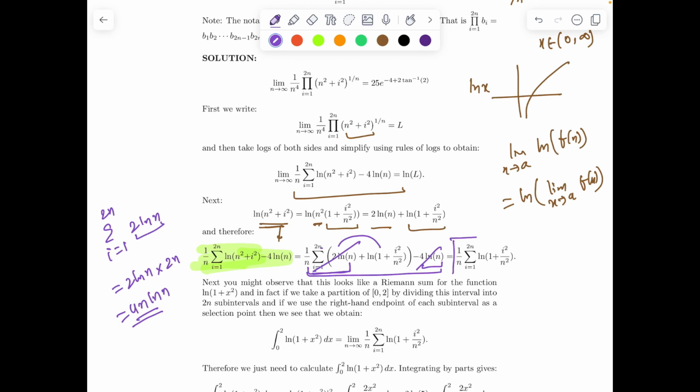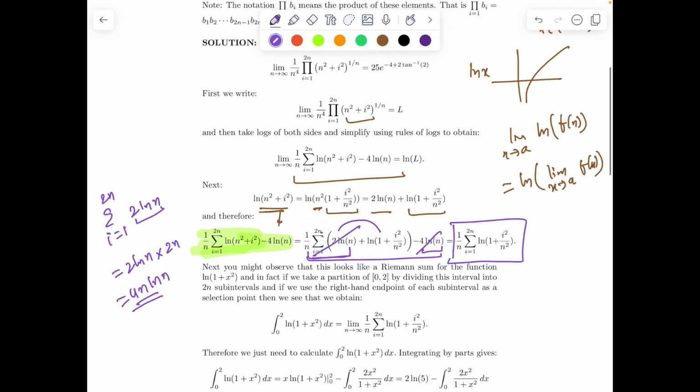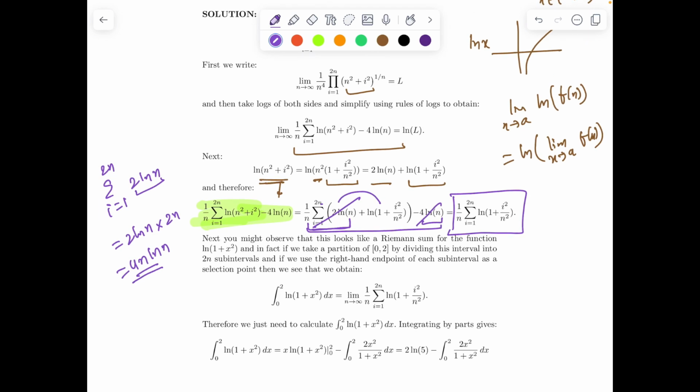So finally we are left with 1 by n sigma i equals 1 to 2n of ln of 1 plus i square by n square. Now you can observe that this looks like a Riemann sum for the function ln of 1 plus x square, and if you take the partitioning of 0 to 2 by dividing it into intervals of 2n, we can use the right-hand endpoint of each interval as the selection of points, and this is very usual practice. So you take i by n as x and 1 by n as dx. And since i starts from 1, 1 by n when n tends to infinity will go to 0, and i equals 2n when n tends to infinity will go to 2. So the given Riemann sum gets converted into this integral.